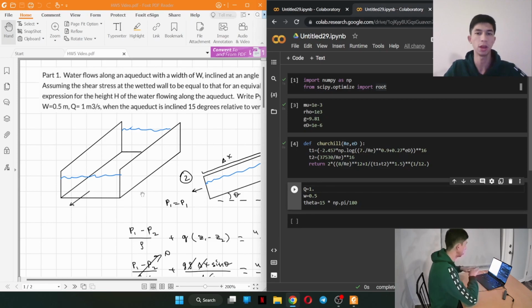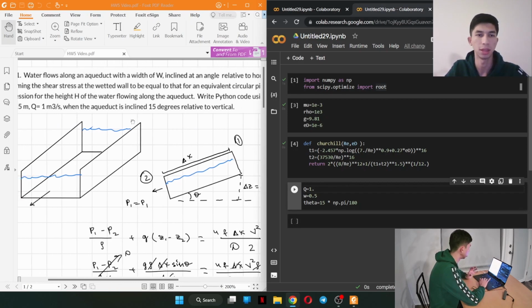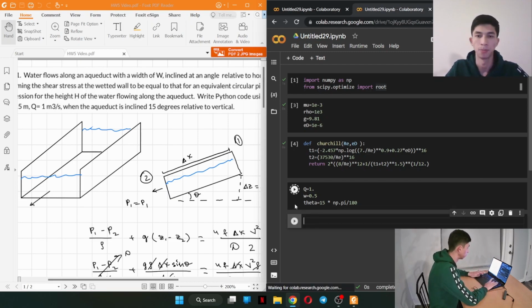So the width of our rectangular channel is equal to 0.5 meters, and the flow rate is equal to 1 meter cubed per second, right? And the angle we're given is 15 degrees, but we're going to need to use np.sin, which uses radians rather than degrees. So we need to convert it to radians: we multiply by pi and divide by 180.